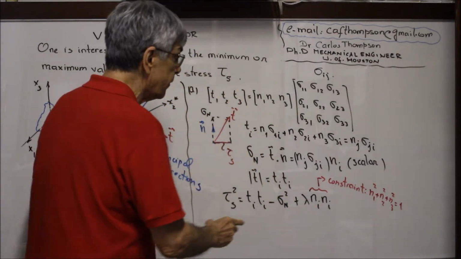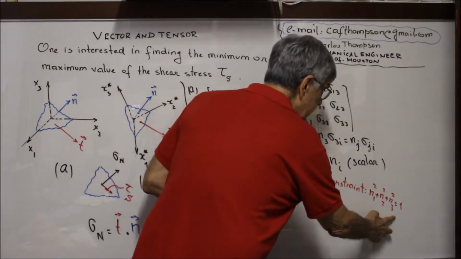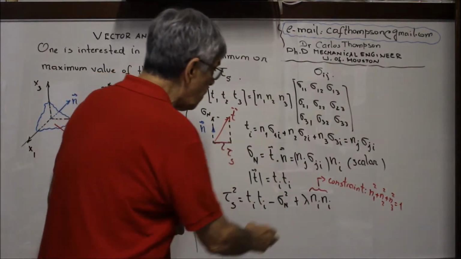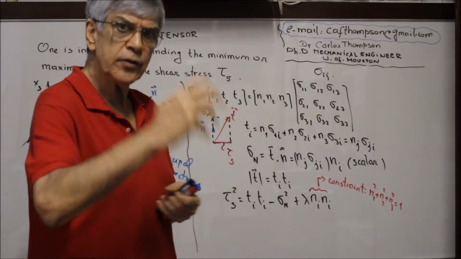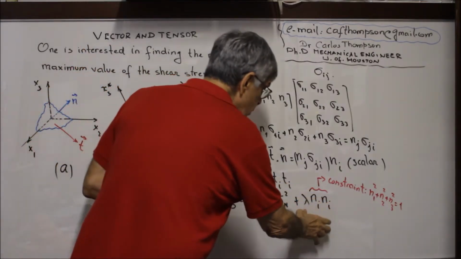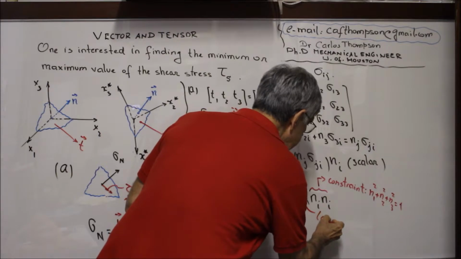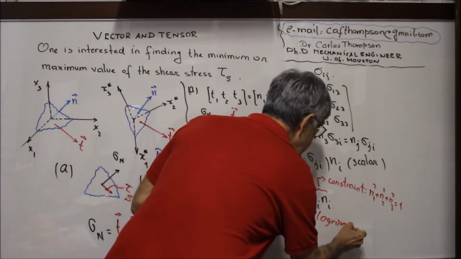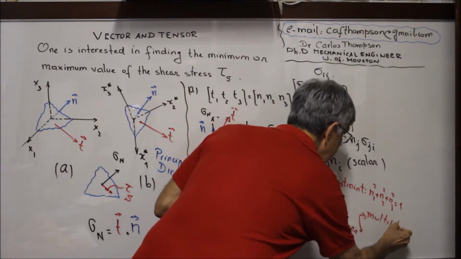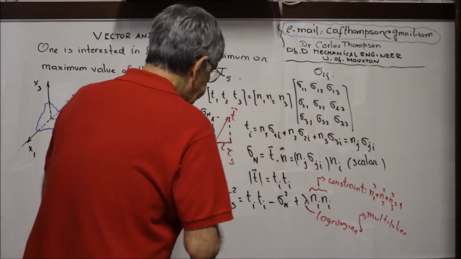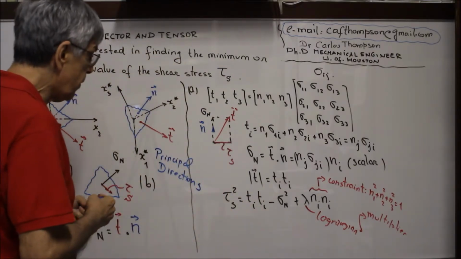Now there is a constraint. A constraint means N1 squared plus N2 squared plus N3 squared is equal to 1. So, like we did in the example about the Lagrange multiplier, just previously in this lecture, I'll do the same. Lambda is a Lagrange multiplier. Now I can minimize tau s squared.